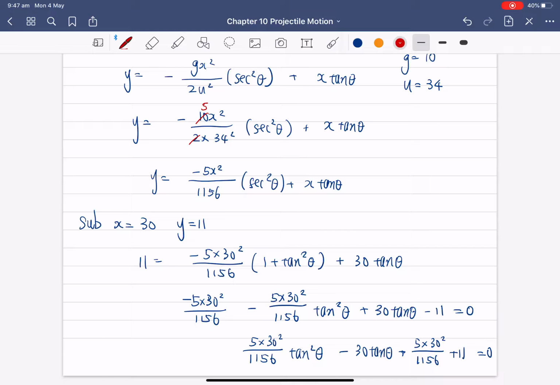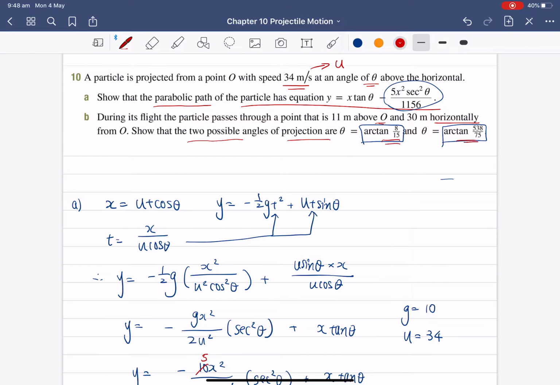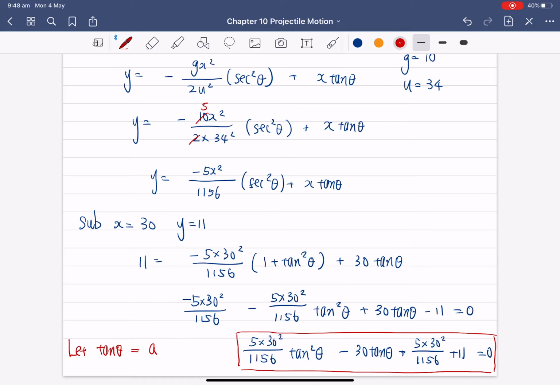So now this is your job to do. I would like you to solve this equation here. How do we solve it? We simply let tan theta equal a, for example, and then use the quadratic formula to work out a. Once you work out a, you should get two answers, and then you can work out the final answer to see if it is the right one. I will leave this one for you to do, and in the meantime, make sure you check if my calculation is correct or not.